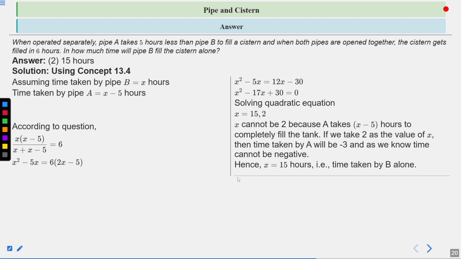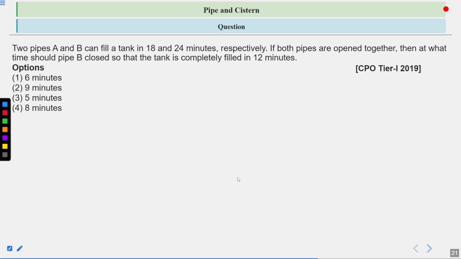Next one. Two pipes A and B can fill a tank in 18 and 24 minutes respectively. If both pipes are opened together, then at what time should pipe B be closed so that the tank is completely filled in 12 minutes? This question was asked in the CPO Tier 1 exam in 2019. There are 4 options. First is 6 minutes, second is 9 minutes, third is 5 minutes, and fourth is 8 minutes.